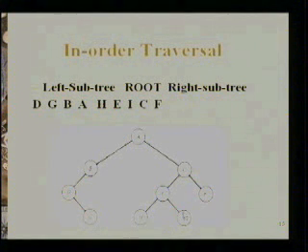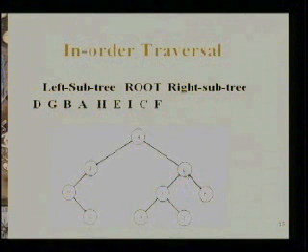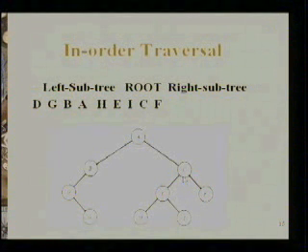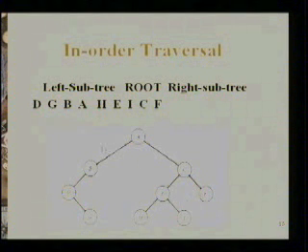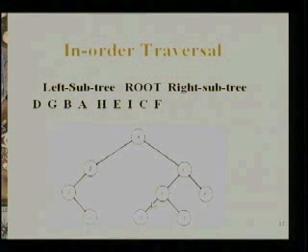Then you will be traveling back to the E, and from there the only alternative to travel is to the C, and you will be printing C, because you have to print the root before you go to the right subtree, and then you will be visiting the F, and ultimately you will be printing F. So you have visited all the nodes in the in-order traversal, and the pattern is D, G, B, A, H, E, I, C and F. This is the order in which you have traveled and you have printed the nodes.